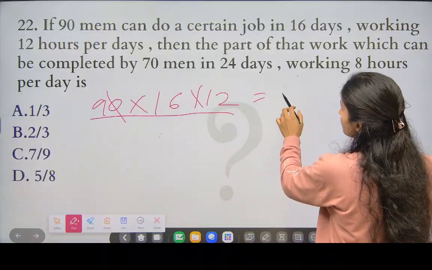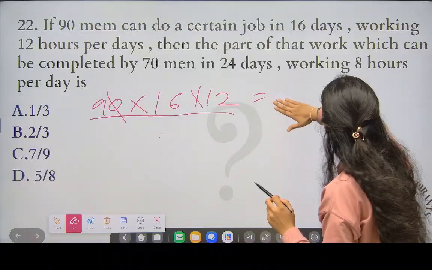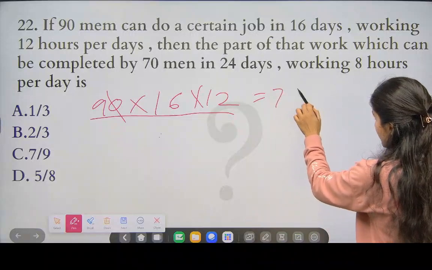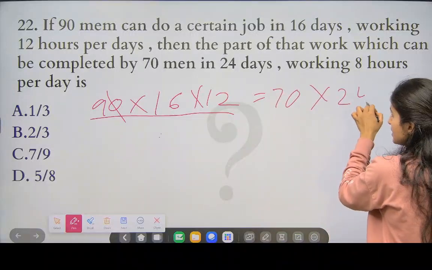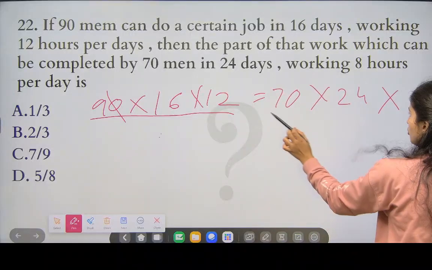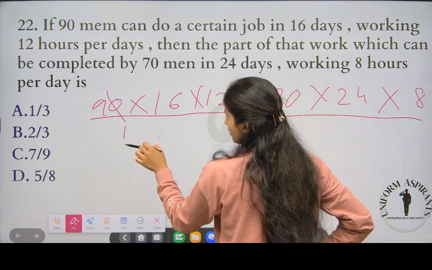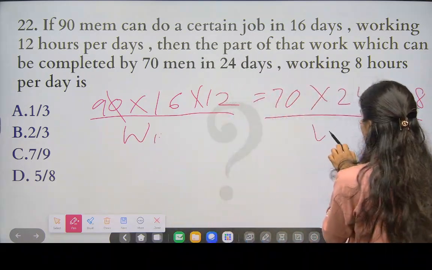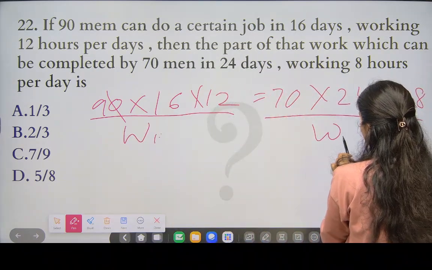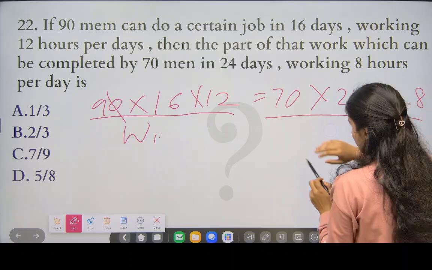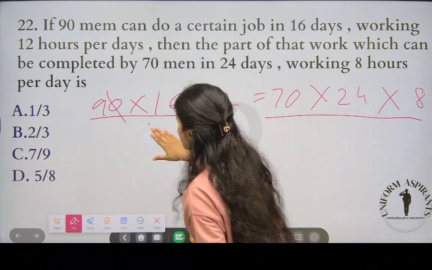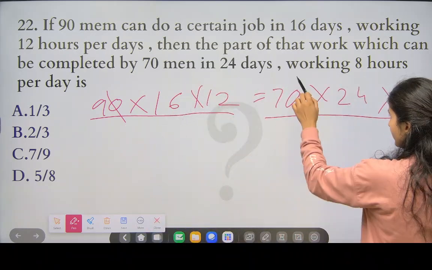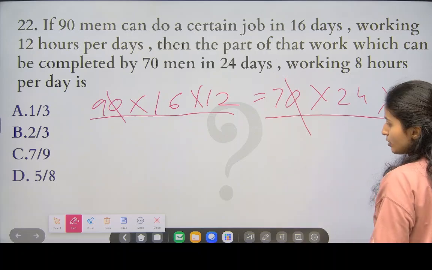What is this? 70 men, 24 days, 8 hours. Okay, fine, no problem. W1 and W, both will be W1 only. How much part is completed? We have to find that. Okay, you can do directly. 7 7 0 0 cancel.